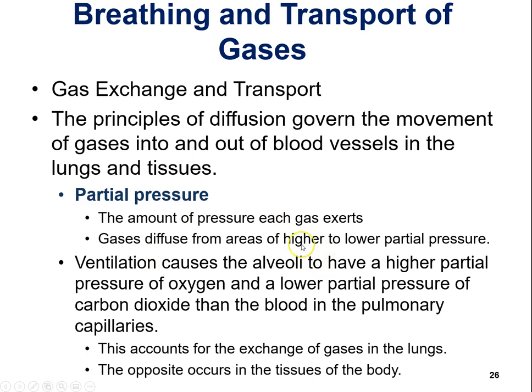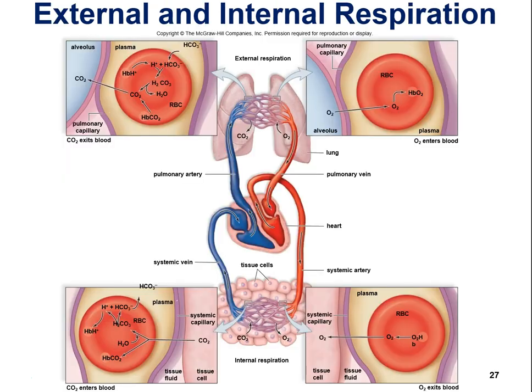So you can think of high partial pressure or higher concentration of oxygen, low partial pressure or lower concentration of oxygen. It's the same thing. I kind of already said that. It says ventilation causes the alveoli to have a high partial pressure of oxygen and a lower partial pressure of carbon dioxide than the blood. Again, that accounts for the exchange of gases in the lungs. It's due to differences in concentration, differences in partial pressure of those gases, that dictates which way they're going to move. We talked about this already.